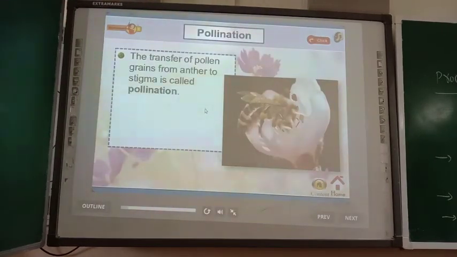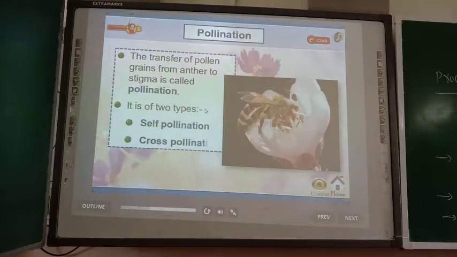We shall now discuss pollination in plants. The transfer of pollen grains from anther to stigma is called pollination. It is of two types, self-pollination and cross-pollination.